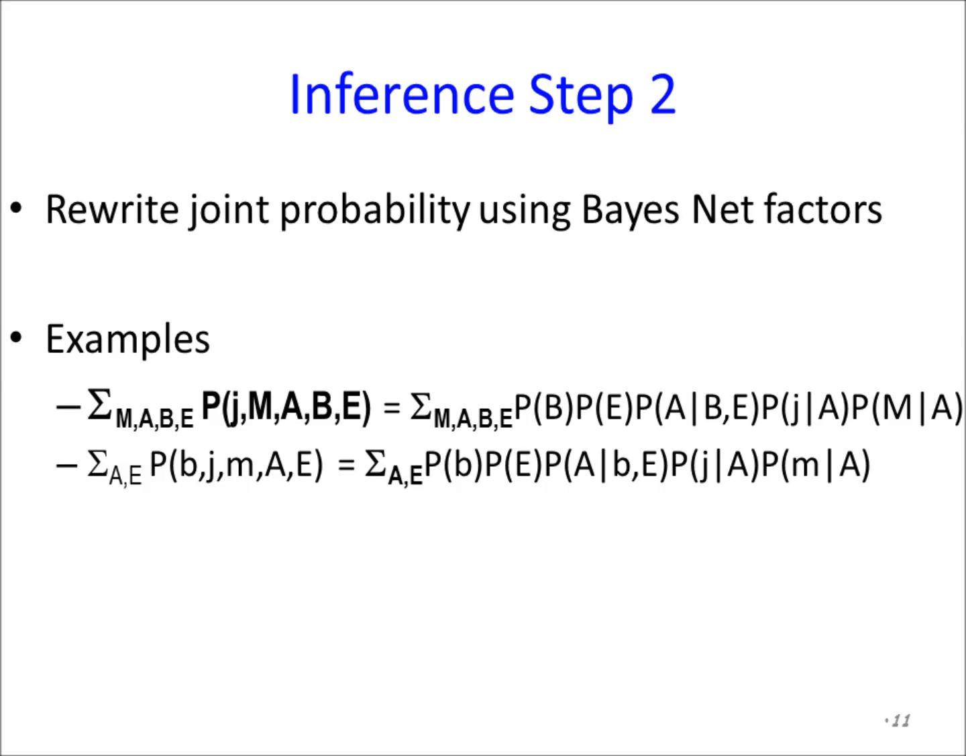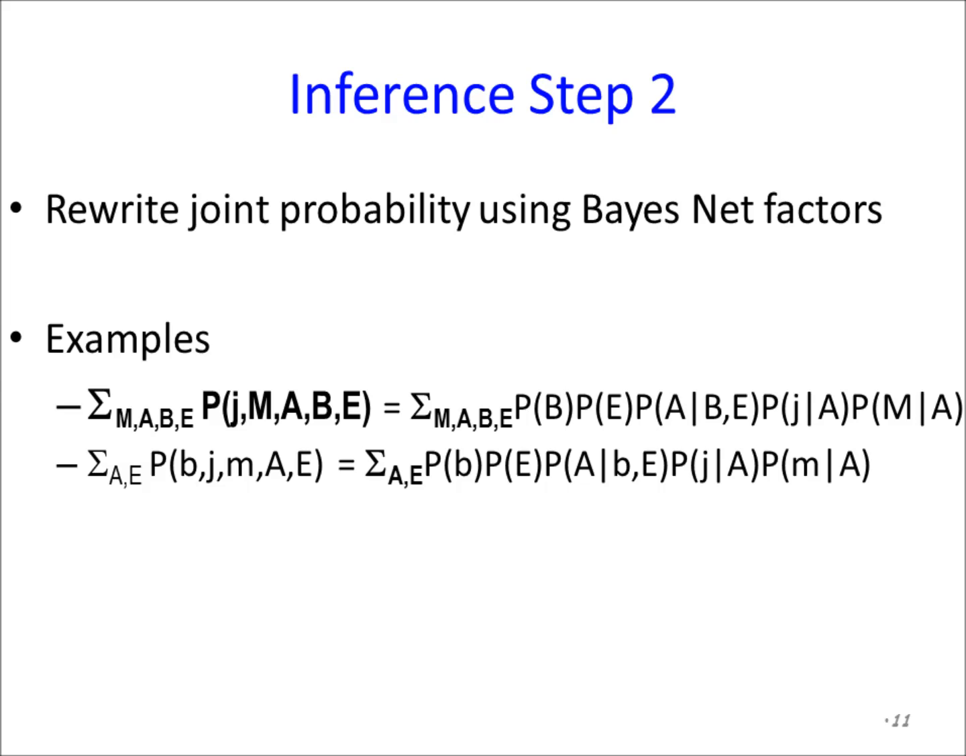Okay. Step 2. Step 2 is to rewrite the joint probability using Bayesian network factors. I think everybody but two got this question right in the assignment, so you already know this. If I give you J, M, A, B, E, you can easily write it as P(B) P(E) P(A given B, E) P(J given A) P(M given A). You just go through the Bayesian network topology and take the product of each node given its parents. So far so good.